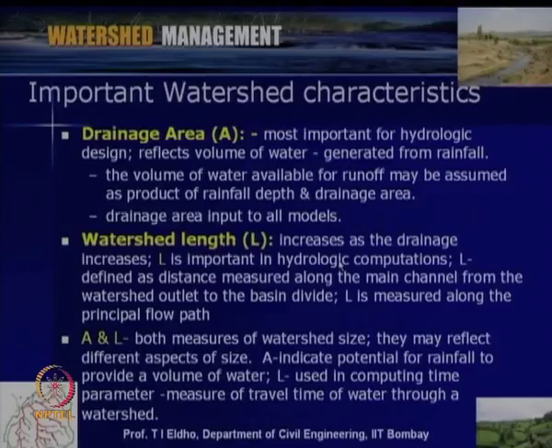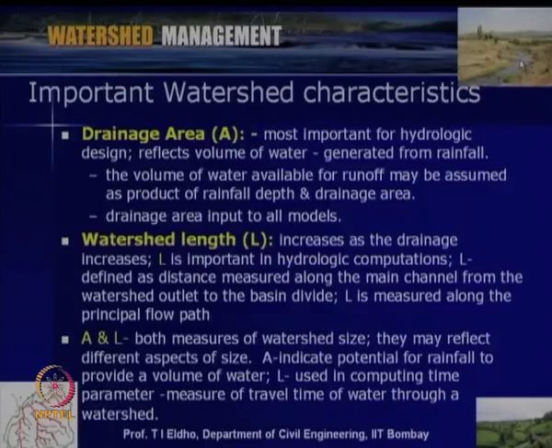You can see that the watershed length increases as the drainage area increases. That is obvious: when the drainage area increases, the watershed length also increases. This is one of the important aspects as far as hydrologic computations are concerned, since the time of concentration and runoff generation depend upon the watershed length. This watershed length L is measured along the principal flow path.